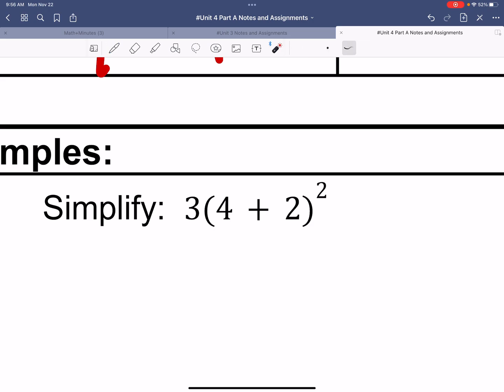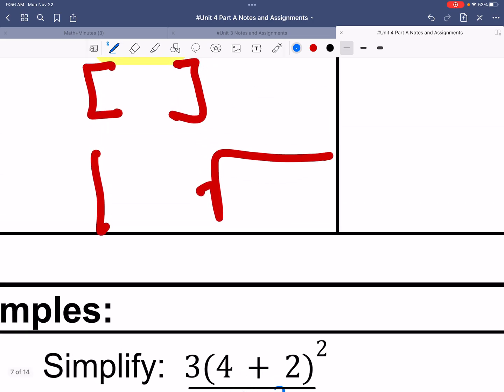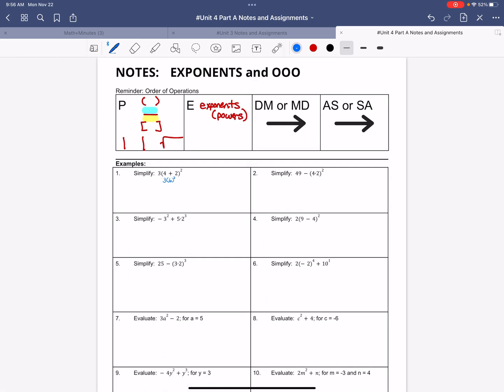So right now, I want to do this part first. I want to do that 4 plus 2. 4 plus 2 gives me 6. Keep those parentheses around there. So is there anything else I can do in any kind of grouping symbols? No. So looking up here at our list of things, after I do parentheses, I want to do exponents.